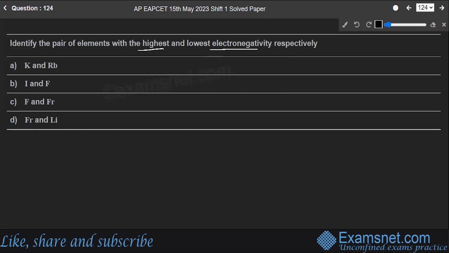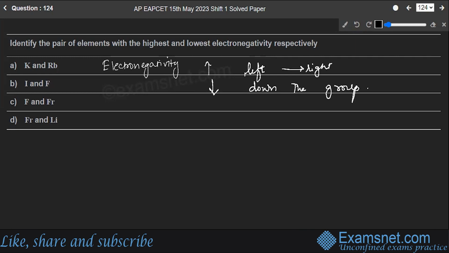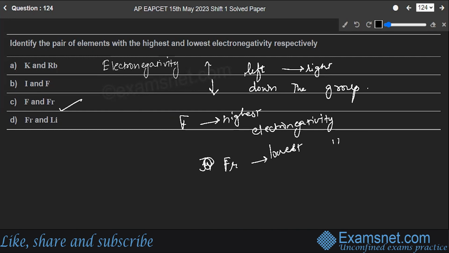Identify the pair of elements with the highest and the lowest electronegativity respectively. Electronegativity, what is that? Electronegativity increases on moving from left to right in the periodic table, and it decreases moving down the group. Thus fluorine is having the highest electronegativity and francium is having the lowest electronegativity, right? So this is the right answer. Option C is the correct one. Hope you understood that. Let's move to the next question.